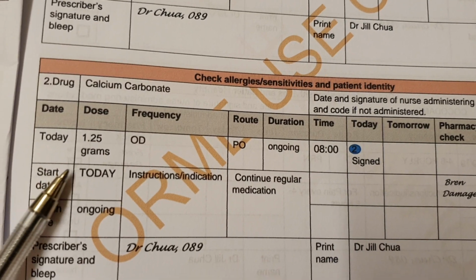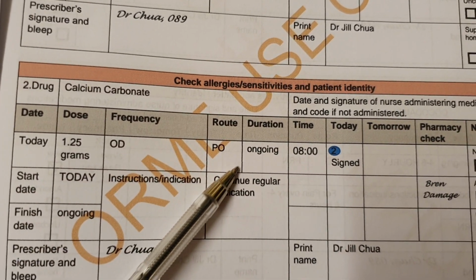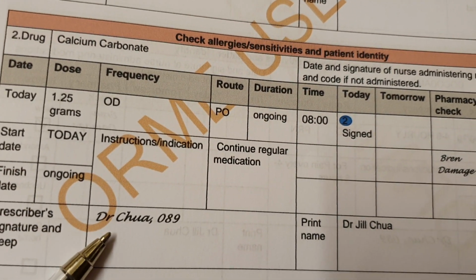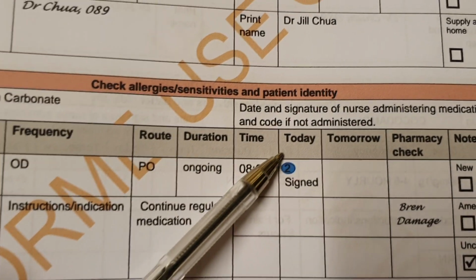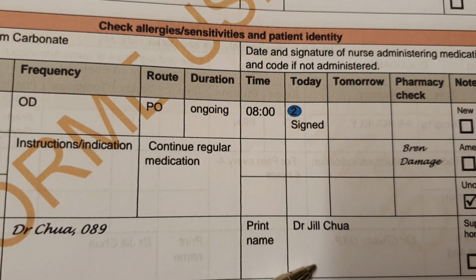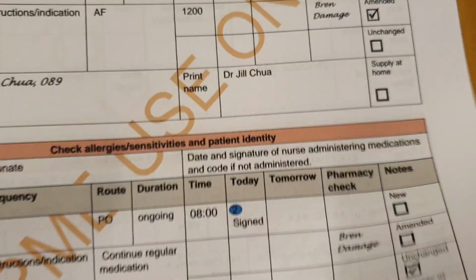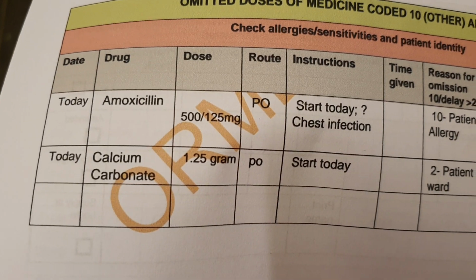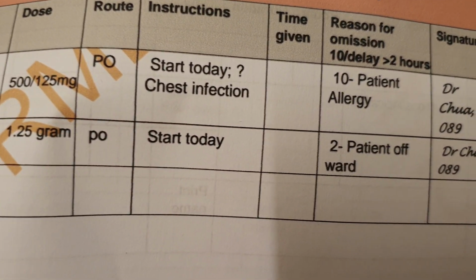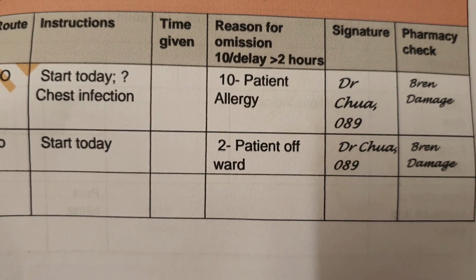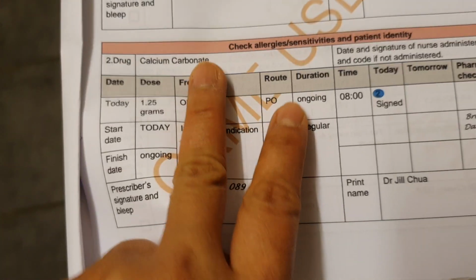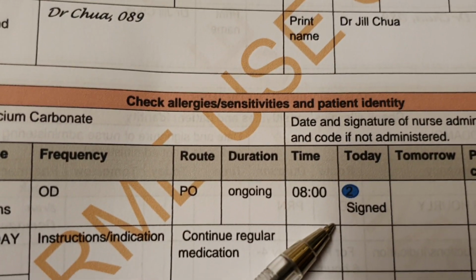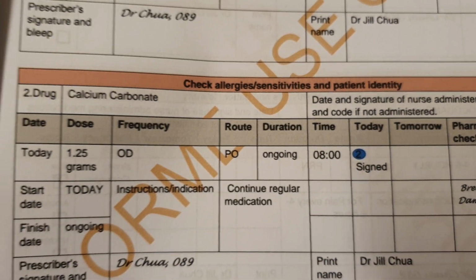Calcium carbonate 1.25 grams once a day per rm, ongoing. Start date today, finish date ongoing, prescriber signature, bleep number present. At 8 o'clock it was not given. Hold on, let me just check. On the omitted doses it says calcium carbonate 1.25 gram per rm, start date number 2, code: patient was not on the ward. Okay, so Miss Assessor, my drug round is at 12 o'clock, and this was not given to the patient at 8 o'clock.